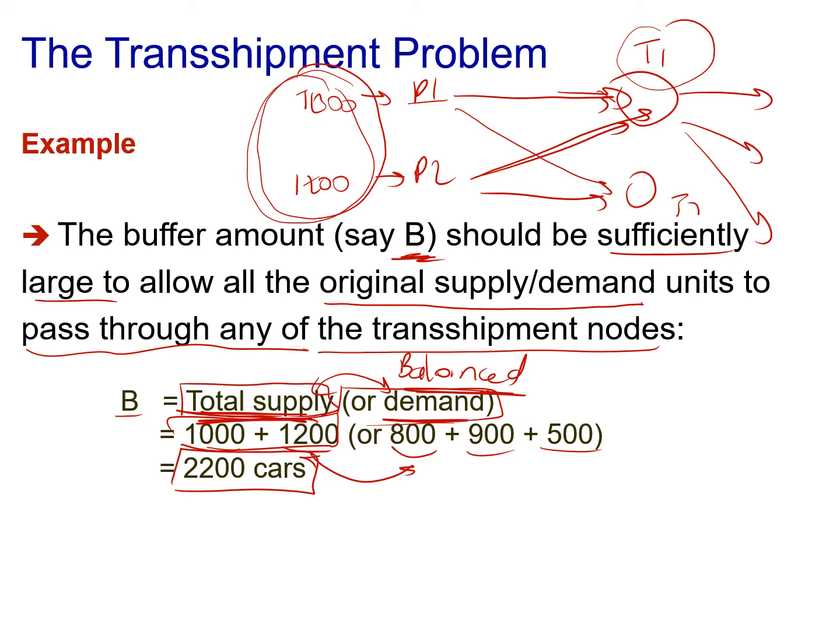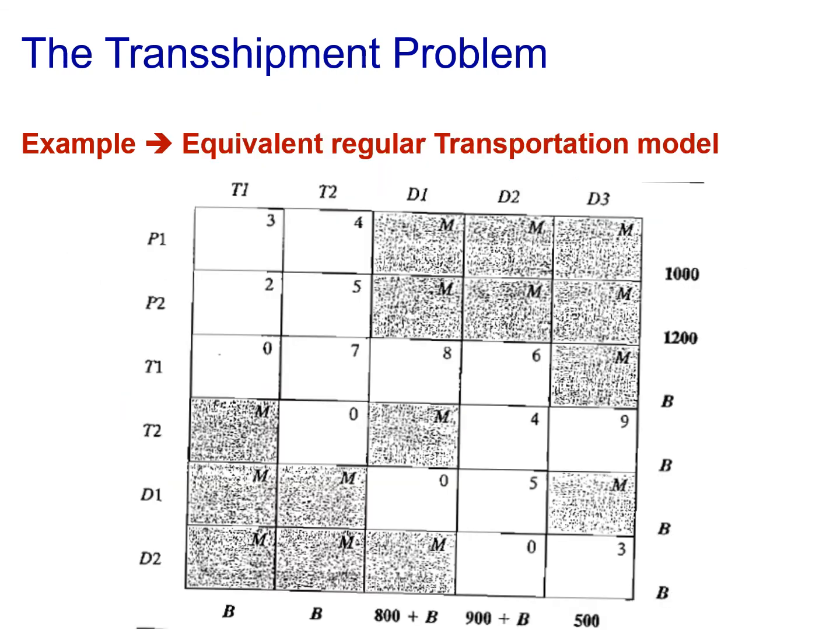So let me explain it for our example. We write our original supply points P1, P2, and the supply values for them are equal to their original supplies. Then we list the transshipment points, and for them we need to write the original supply, which is 0, plus the buffer amount. Original supply plus buffer. And these buffers are equal to 2200, because it is equal to the total supply.